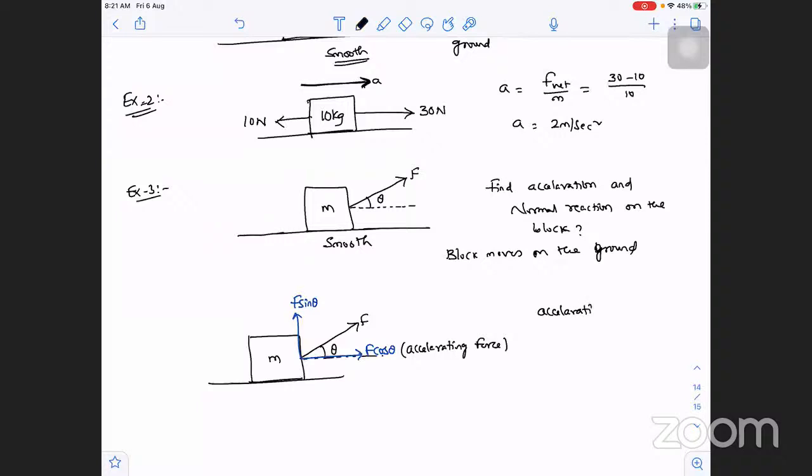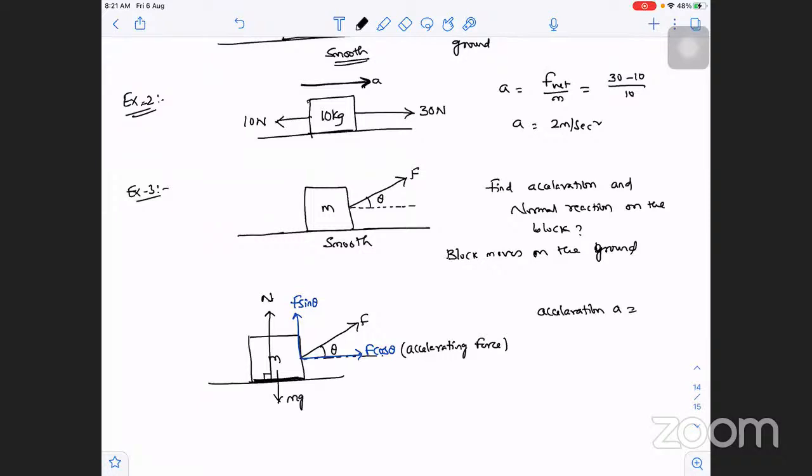So there is only one force which is accelerating the block: F cos theta. No other force is acting. Because F sin theta is acting upward, mg will act downward. The normal reaction on the block will act upward, perpendicular to the surface and away from it. So on the block, normal reaction will act upward.